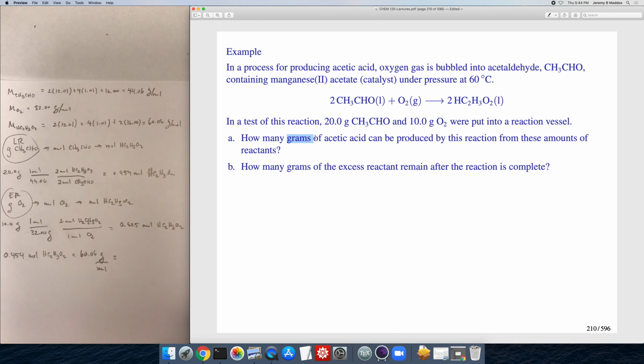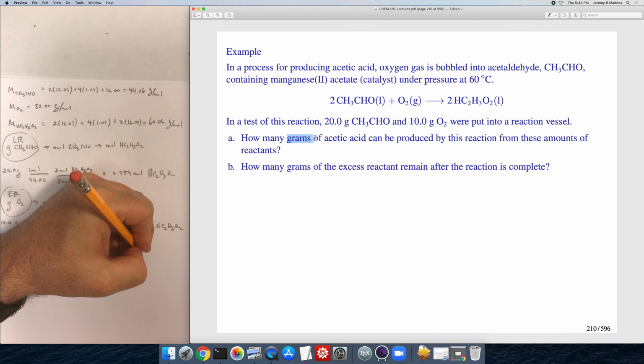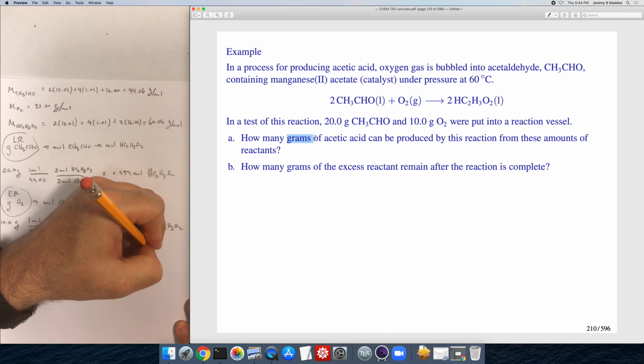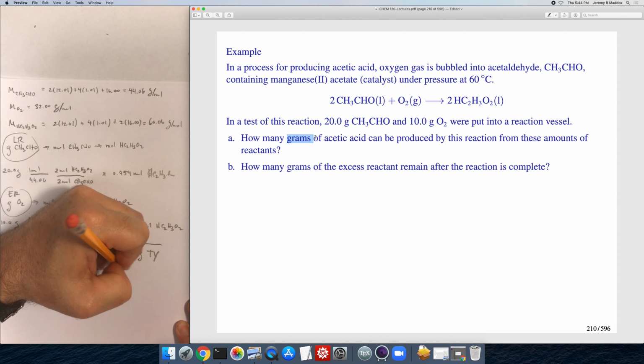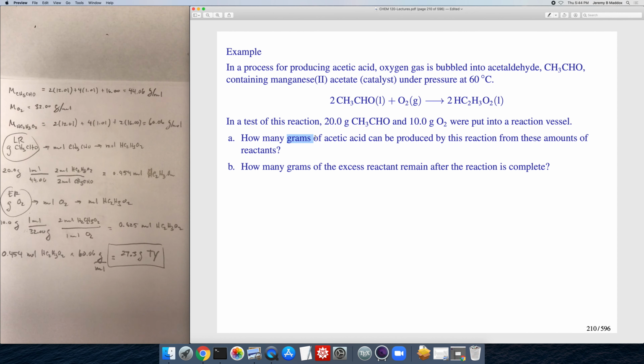And so this number is going to be the theoretical yield. And I'm getting 27.3. That's our theoretical yield right there. So that's the answer to part A.